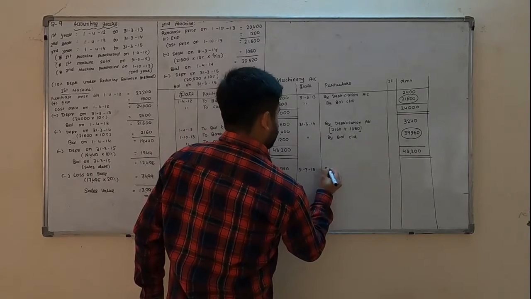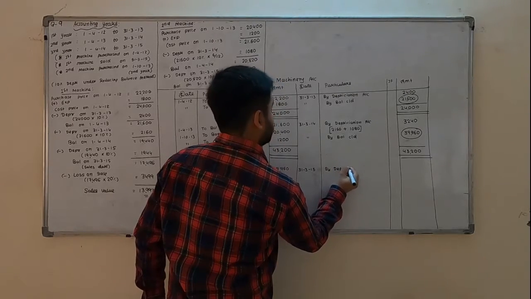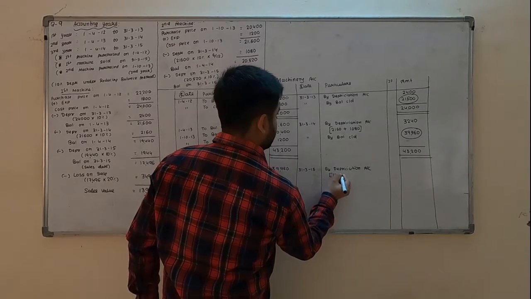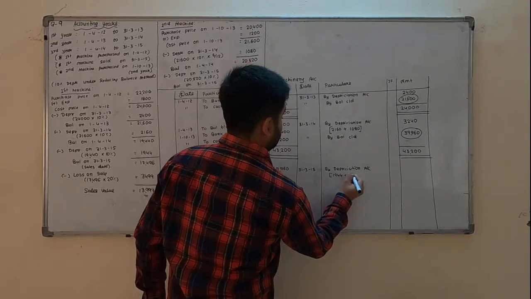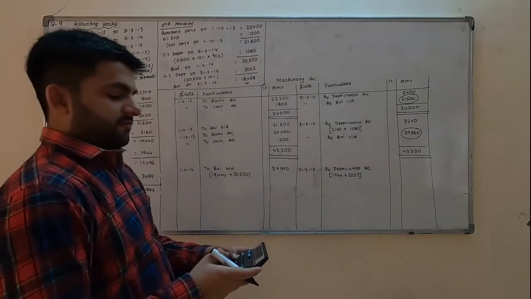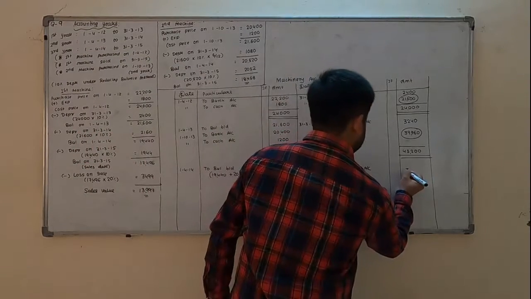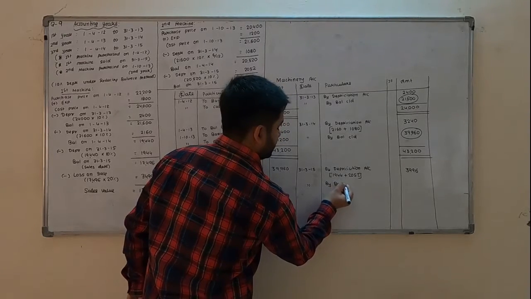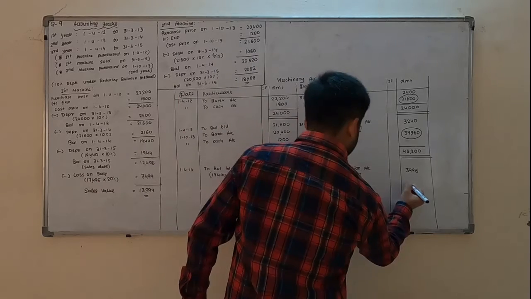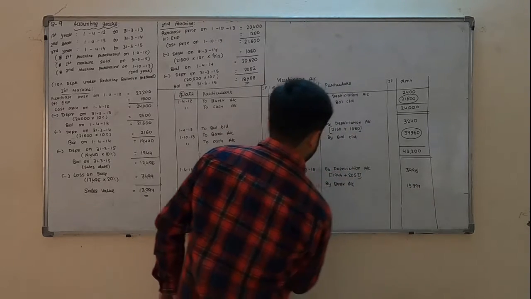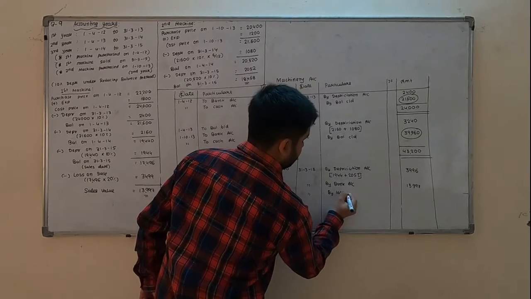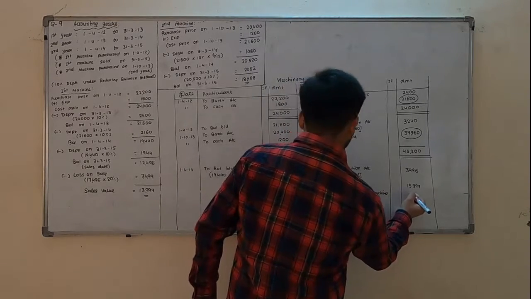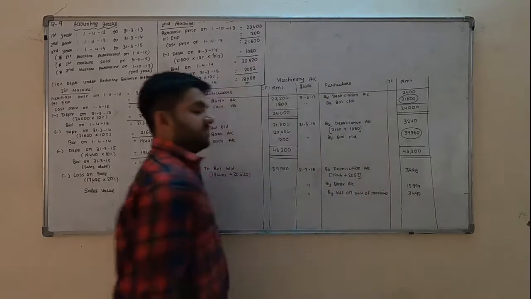So 31/3/15 by depreciation account. Now for the first machine it is 1,944, for the second machine it is 2,052. So 1,944 plus 2,052 is 3,996. Again on the same day we are selling the machine at a loss, so by bank account we have its sales value 13,997 and by loss on sale of machine, the loss on sale of machine is 3,499. So the first machine is sold.